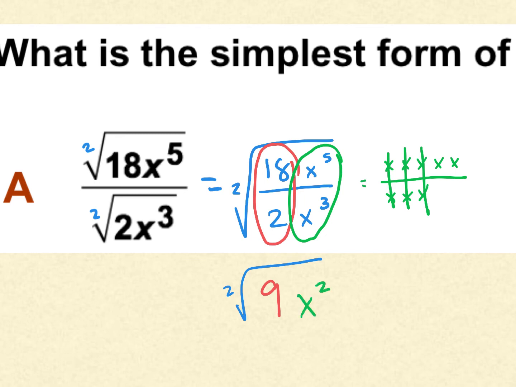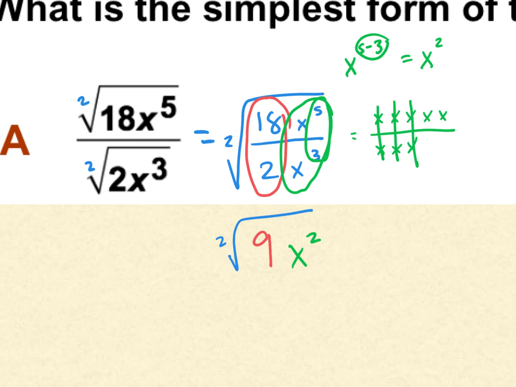Or you can subtract. So this would be like x to the power of 5 minus 3. So when you're dividing, you can subtract. So this would be x squared. So that's a couple different ways we can do it. So if I have 5 x's and I take 3 away, I'm left with 2. So you just subtract.